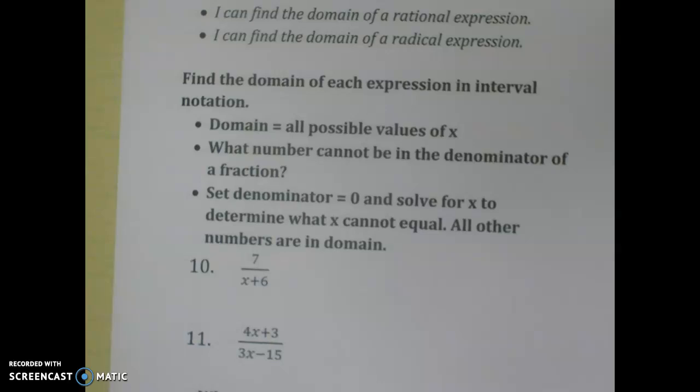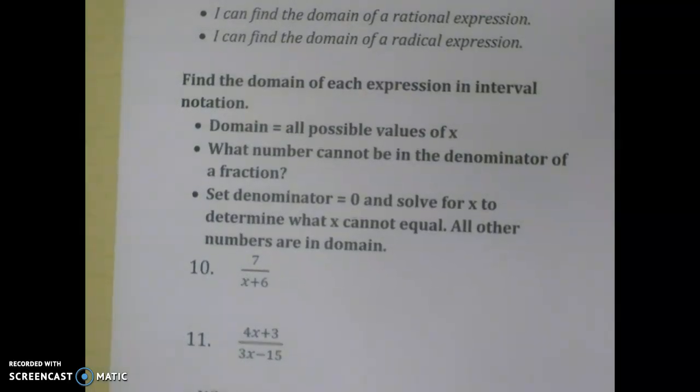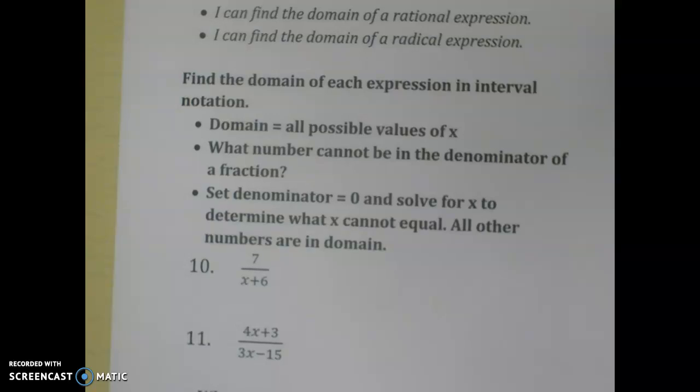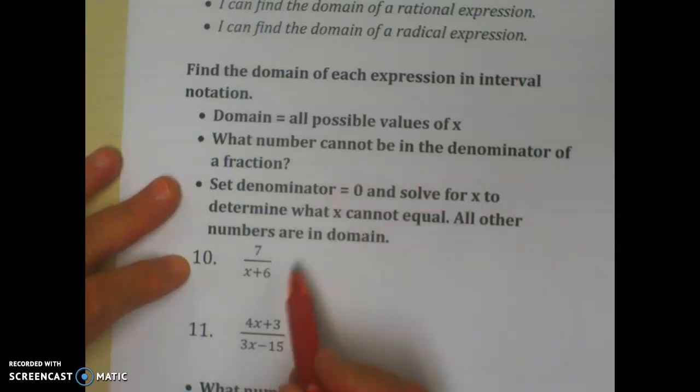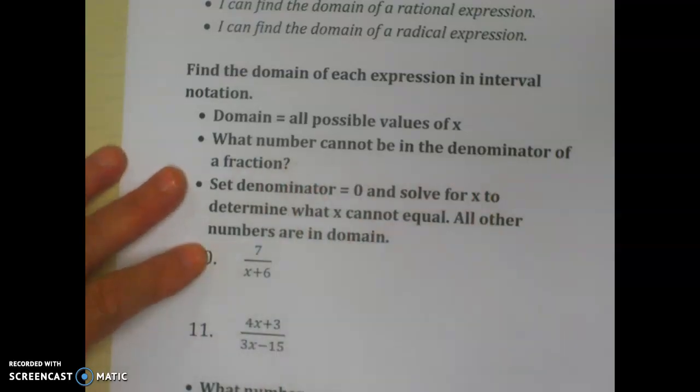When I ask to find the domain, that's telling me what possible values I can use for x. All right? So it's kind of weird when we say we're finding the domain. What we're really doing is we're finding what the domain cannot be. Okay? What can the number not be in the denominator? So for this, what number cannot be in the denominator of a fraction?